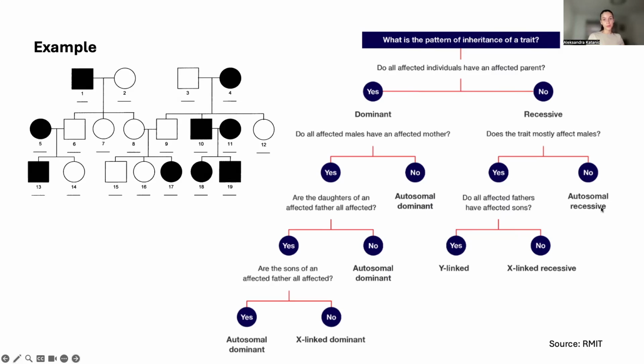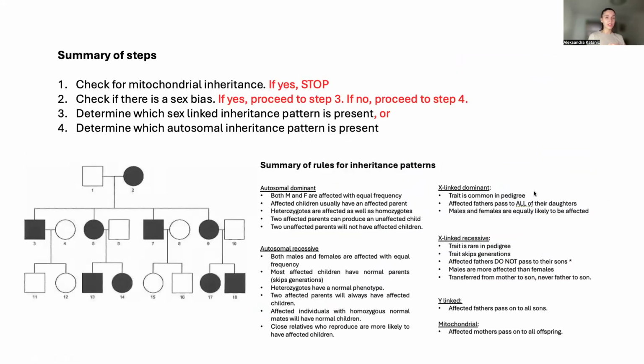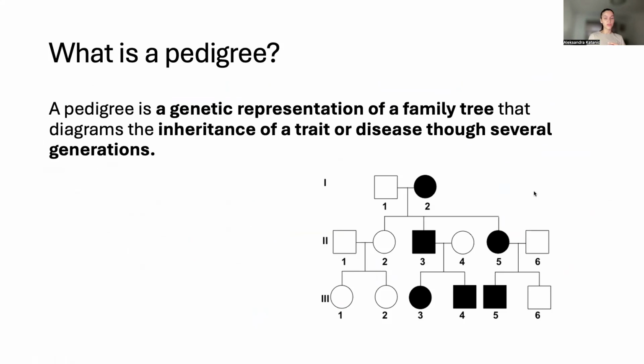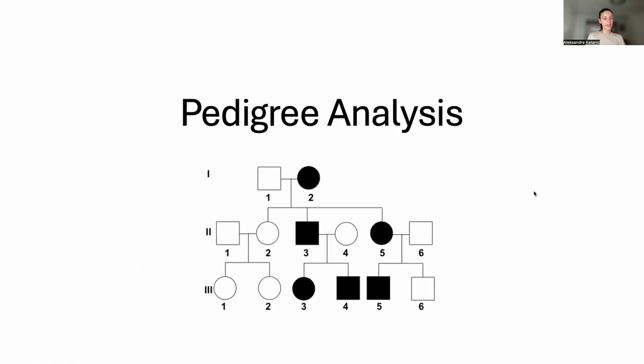Therefore, it's autosomal recessive. Okay, it's all about practice questions and don't be afraid of getting them wrong at the start. It's through that failure that you're going to learn and improve. So, it's a hard concept, but not impossible to learn. Definitely not.